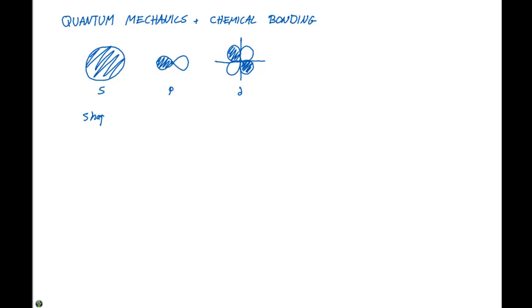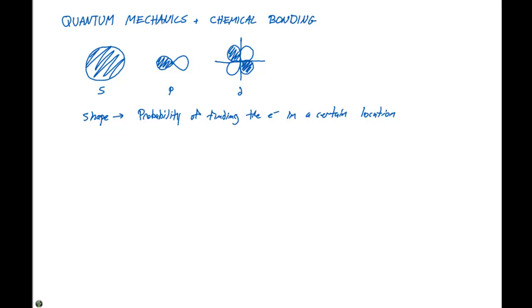So the shape of an atomic orbital, which are shown above, corresponds to the probability of finding the electron in a certain location. And sometimes chemists refer to these as probability density functions. So where is this electron in this particular orbital most likely to be found?